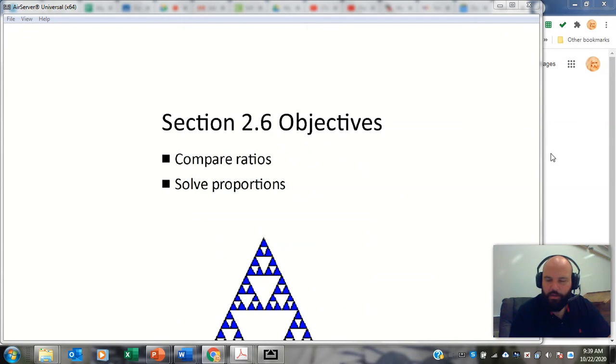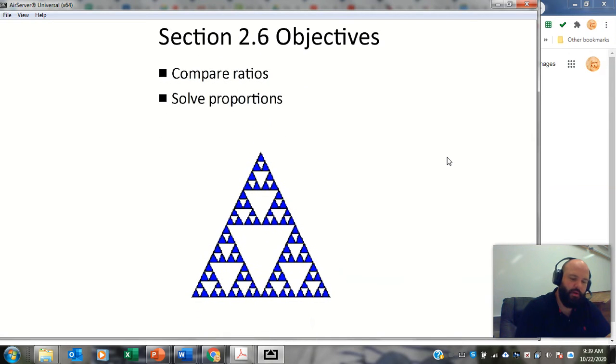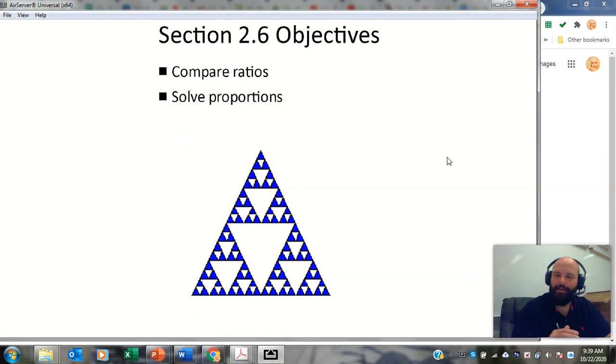So today we are going to start into a new section, which is Chapter 2, Section 6. And Chapter 2, Section 6 deals with ratios. And kind of in conjunction with ratios, we're going to talk about proportions.